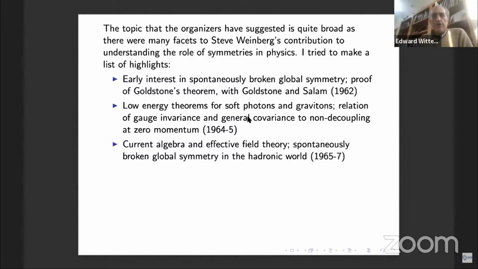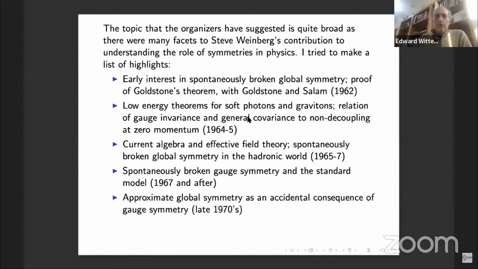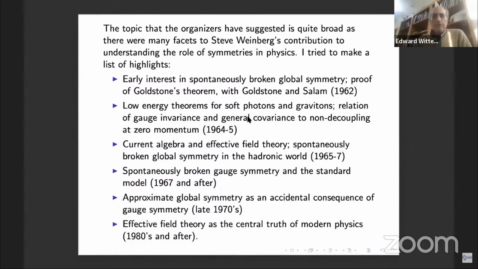Then there was current algebra and effective field theory, spontaneously broken symmetry in the hadronic world, spontaneously broken gauge symmetry and the standard model, approximate global symmetry as an accidental consequence of gauge symmetry, and effective field theory as the central truth of modern physics. Those are at least six main topics in Steve's work on the significance and role of symmetries in physics. We didn't hear much about the second one in the first two talks, but the first two speakers said a fair amount about most of the other five topics.